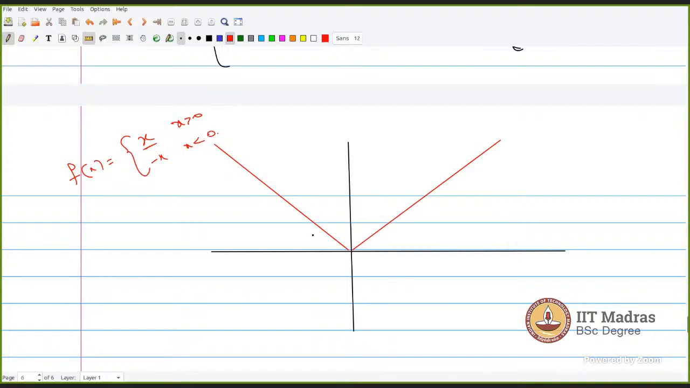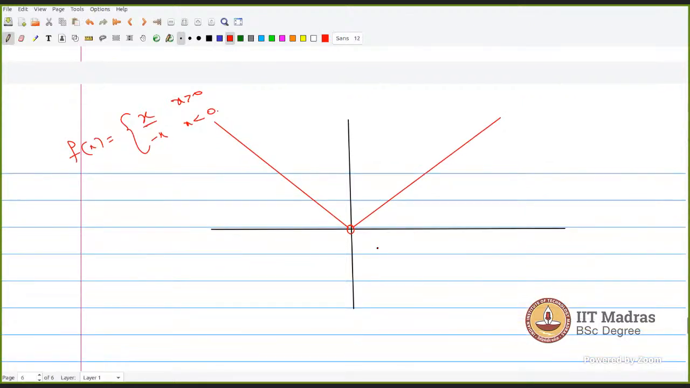At 0, I didn't define it, so at 0 there will be an open hole. An open hole indicates that the function doesn't take a value at that particular point. We are interested in where the function is approaching rather than the exact value, so even if it's not defined, it does not matter for us. Now I wanted to find whether the limit of this particular function f of x exists at 0 or not. That is my worry.